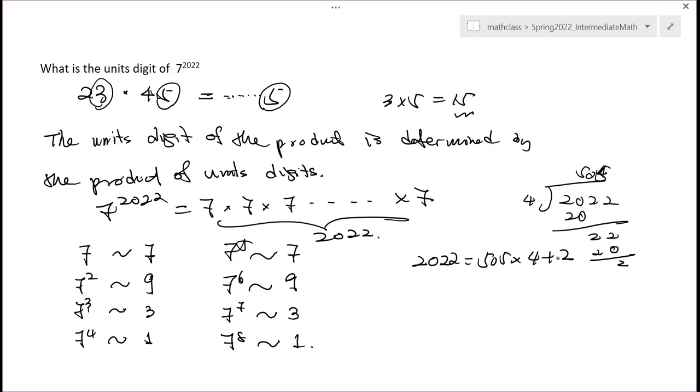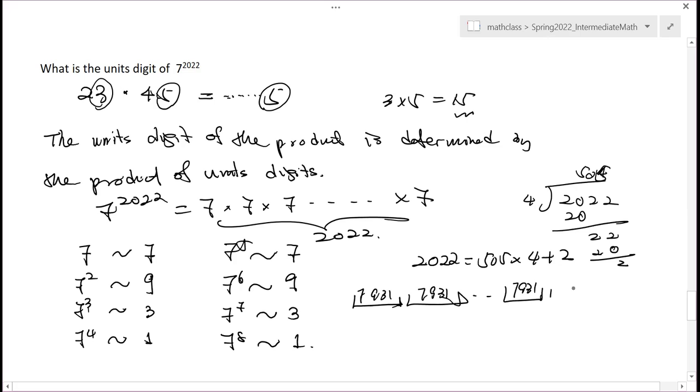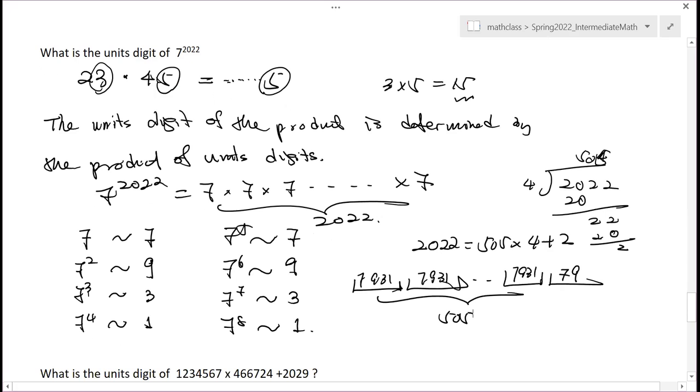So that means you have 7931, 7931, and keep going, then you have 79. How many blocks here? 505, and then it's 79. So clearly the units digit is going to be 9. So the units digit of 7 to the 2022 is 9.